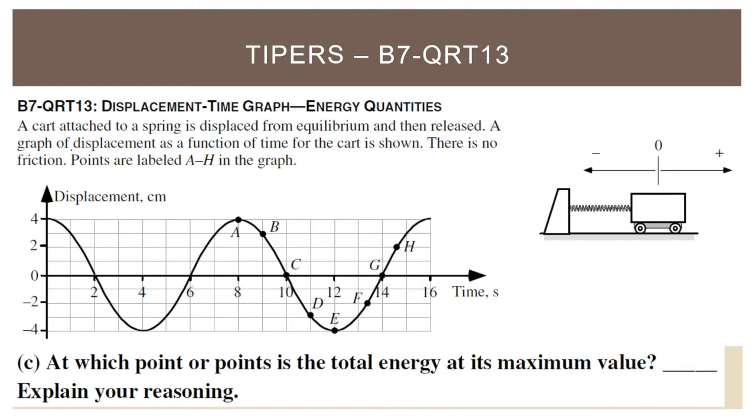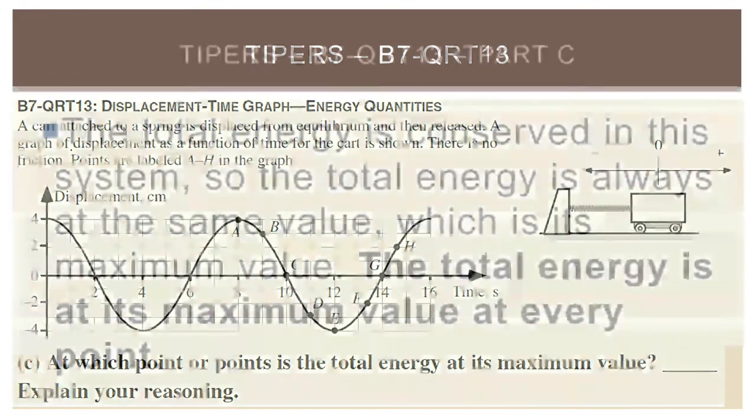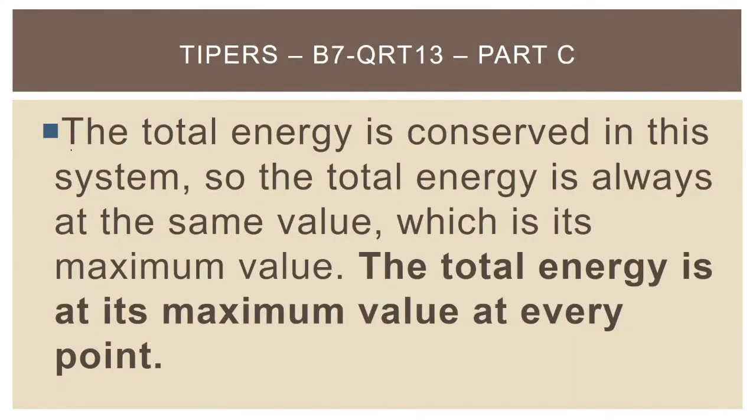All right, this one I think is kind of a dirty little trick. It's a super easy question. All you need to know about the total energy in an oscillator like this is that it's conserved. The total energy is conserved in this system. So the total energy is always at the same value, which is its maximum value. The total energy is at its maximum value at literally every single point. Now, you could list A, B, C, D, E, F, G, and H, but you could just write all.